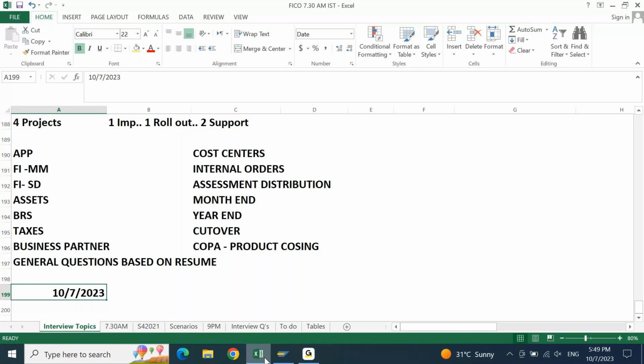Okay, this is basically the accounting flow that comes in your FI-SD integration. Now, in this process, different parameters we need to understand.